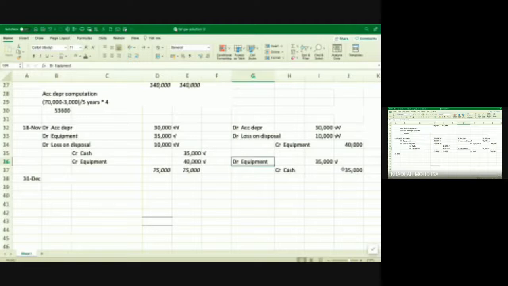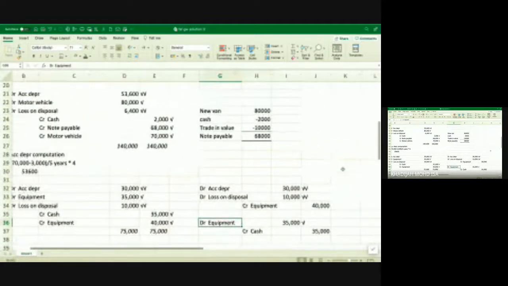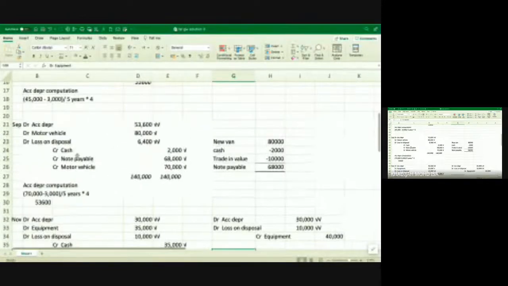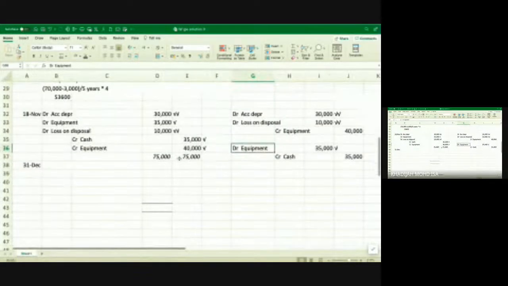So if you were to record that, here you should also record it like we did just now, where you have two transactions. You have the new motor vehicle, 80,000. How do you pay it? You pay it by cash, note payable 70,000, and trade-in value, the 10,000. So trade-in value, debit or credit? Right, never mind.